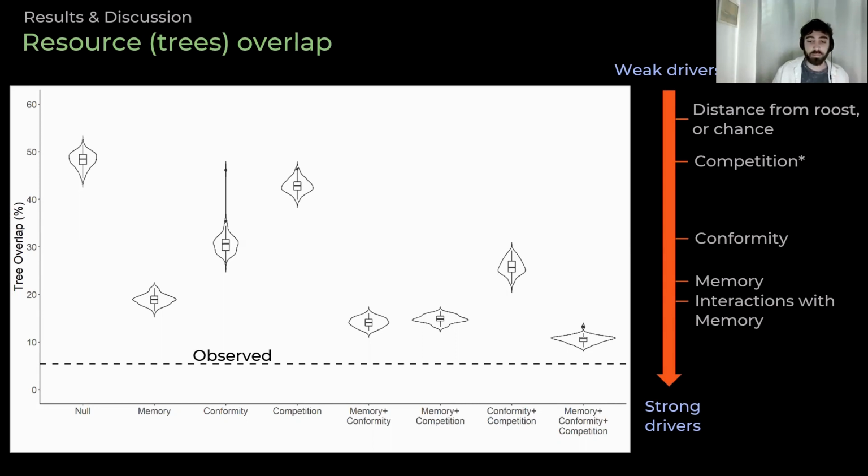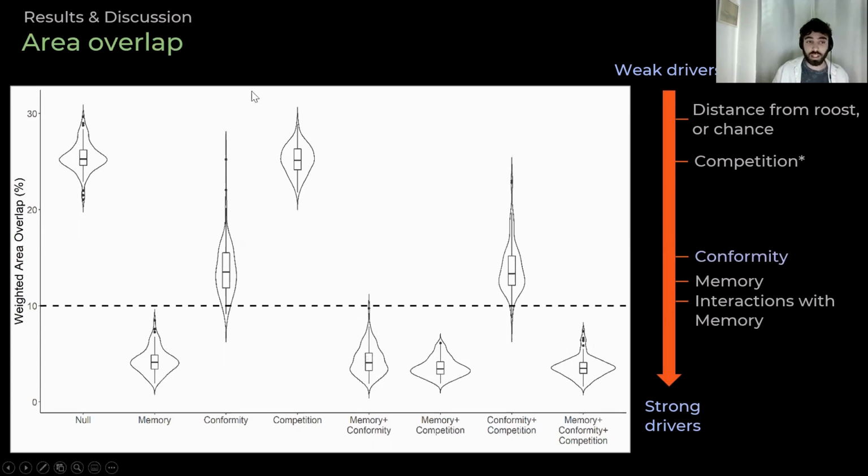Of resources. We looked at the same thing with area, not trees, but home ranges of each colony. And we got very similar results, only this time we did reach the observed patterns. And you can see that conformity here, with the tiny overlap, is actually statistically significant. Sorry, I forgot to write it on the graph. But also conformity on its own can reach the observed area overlap.